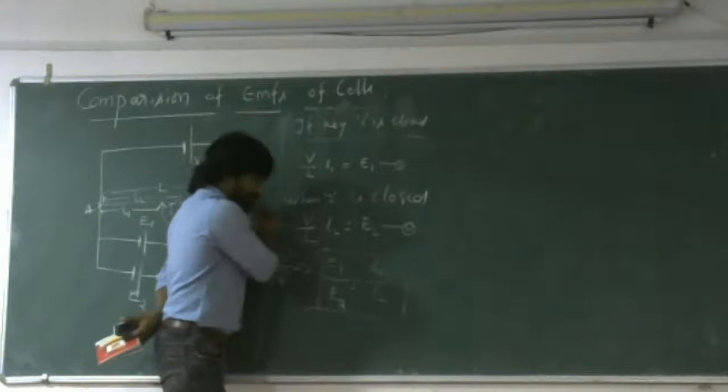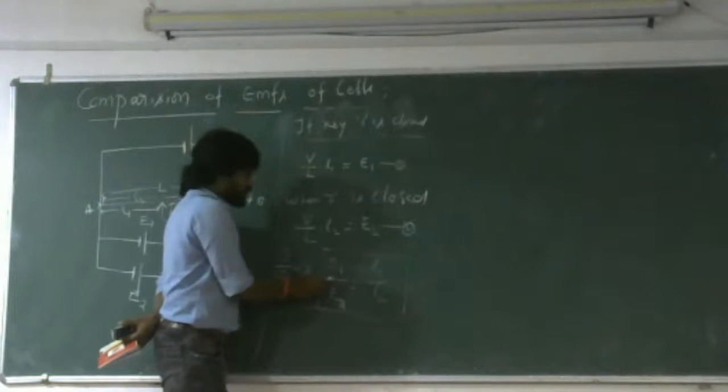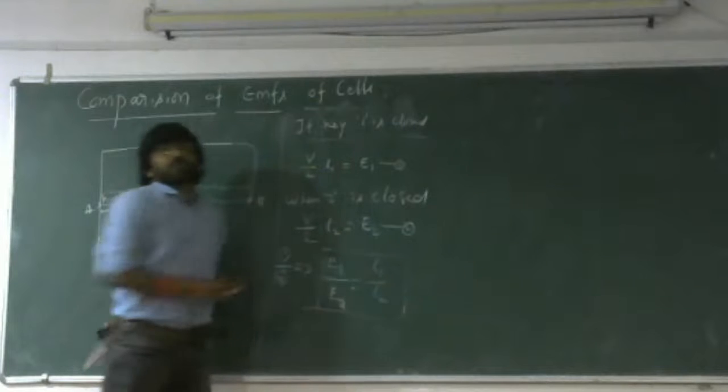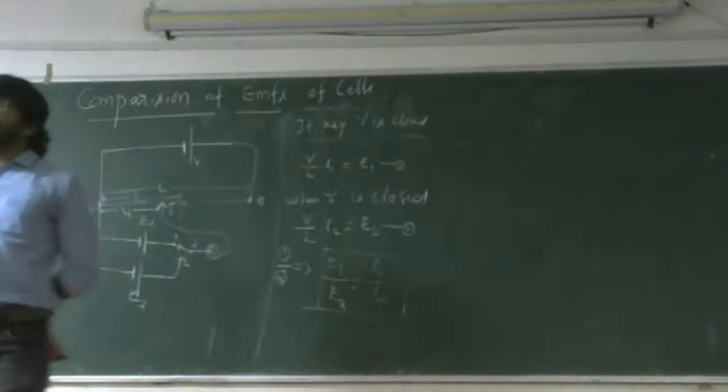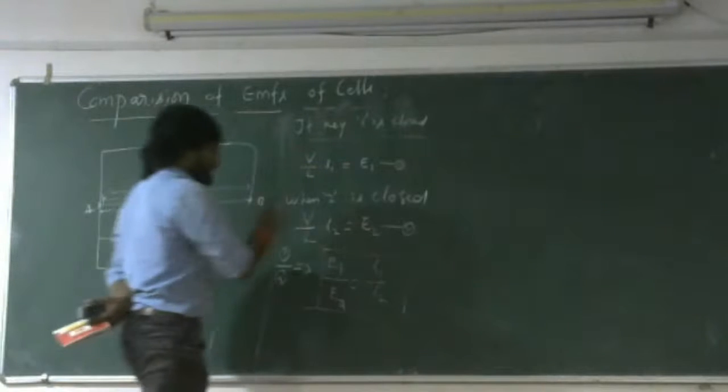So by using that circuit arrangement, you can find out L1, L2. L1, L2 will be known. If E1 is also known, E2 you can find out. Or if E2 is known, E1 you can find out. So like this, you can compare the EMFs of two cells.